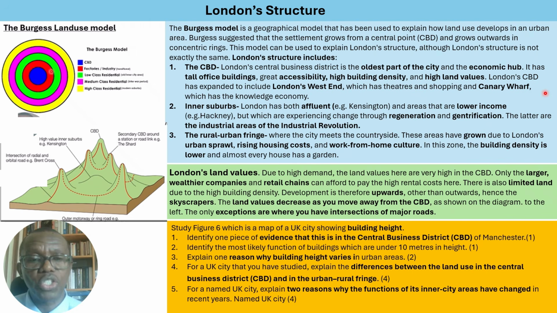The third part of the structure is the rural-urban fringe, and this is where the city meets the countryside. These areas have grown due to London's urban sprawl, meaning that London is expanding outwards, and rising housing costs. Of course, as housing costs increase in London, people are likely to move out into the peripheral areas surrounding London, or into that rural-urban fringe.